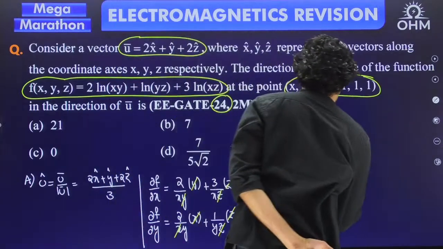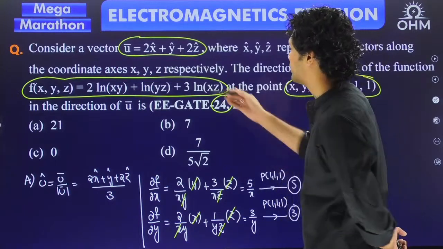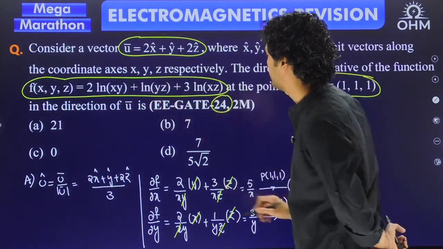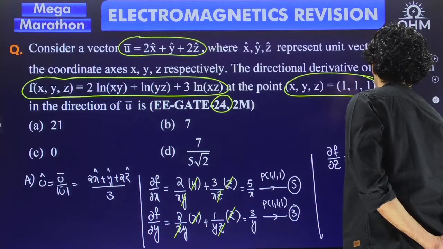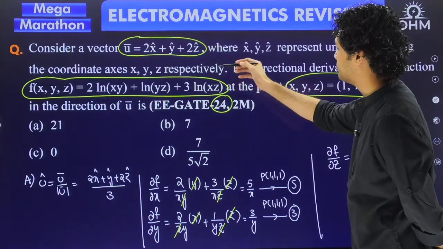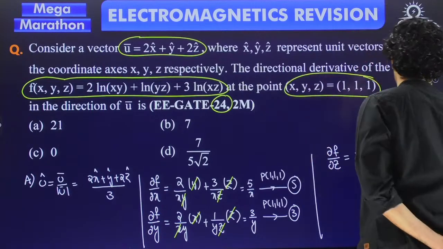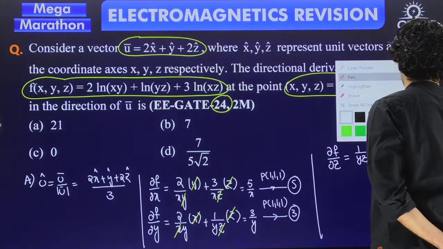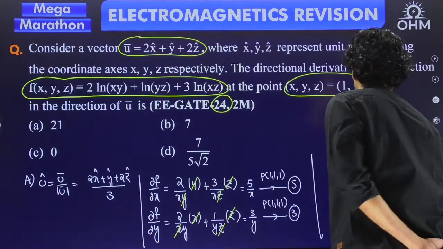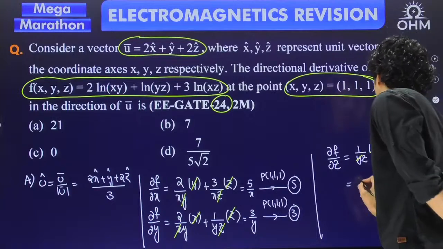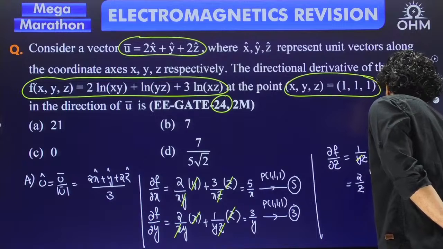The last one is dou f by dou z. If you differentiate this with respect to z, there is no z term in the first one. The z term is there here: 1 by yz, differentiation of yz is y. Differentiation of ln of xz is 1 by xz, and differentiation of xz with respect to z is x. So y, x. Finally this becomes 1 by z, 1 by z, 2 by z. And since the point is 1, 1, 1, this becomes 2.